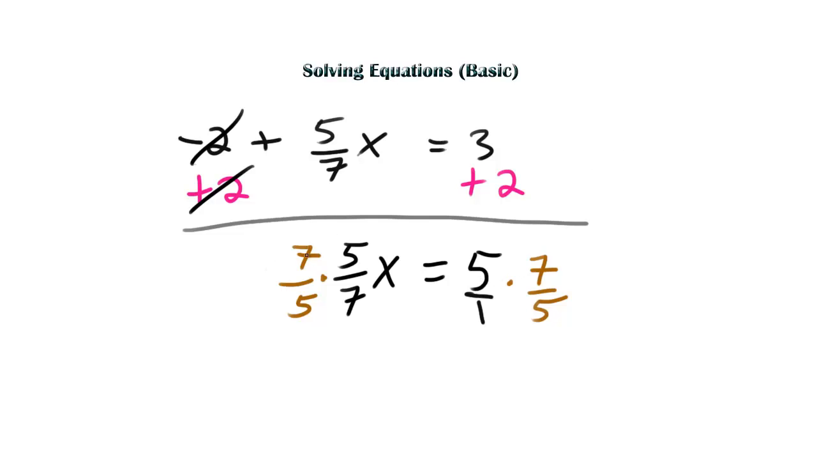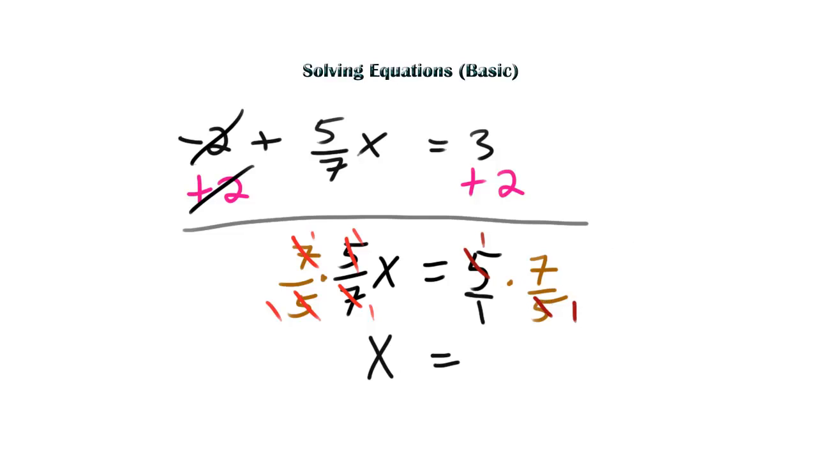So now we look at on the left hand side, right? 7, 7, they both go to 1, 1. 5 and 5, they both go to 1, 1. So it's just 1x, right? 1x, or just the x. On the right hand side, right? Let's simplify a little bit. This 5 goes to 1, this 5 goes to 1, so we're good.